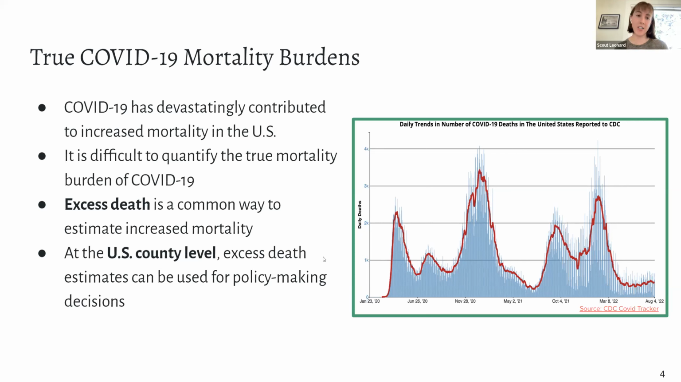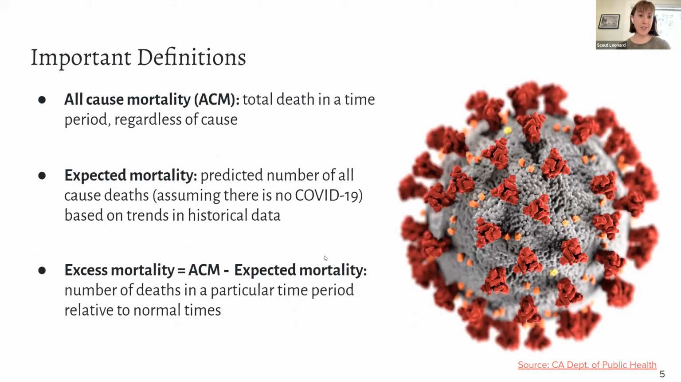And so before I talk about some of the main goals of the project, I just want to clarify some terms so it's not too jargony for us. One of the terms that we'll be using throughout this presentation is all-cause mortality. All-cause mortality is just the measured total death in a time period regardless of cause. We can often get this value from death certificates. The second term that we'll be using quite a bit in this presentation is expected mortality. And expected mortality is a predicted number of all-cause death based on historic measured data.